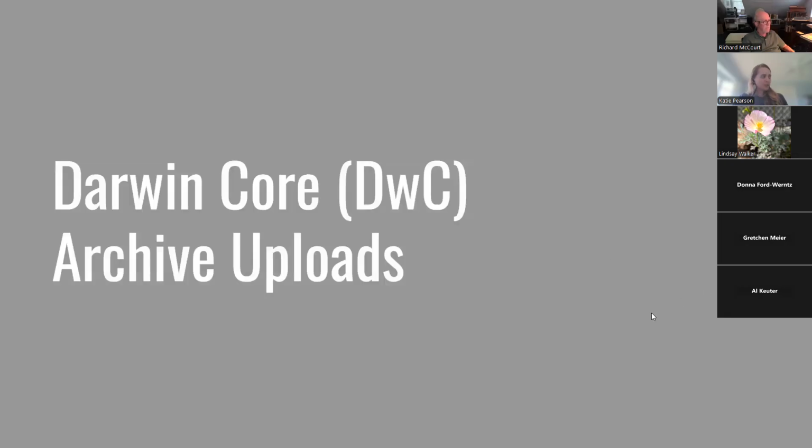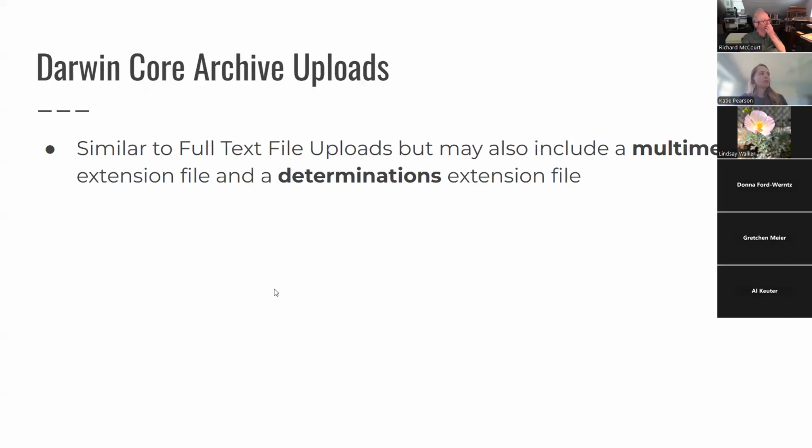Okay, I'll also talk briefly about Darwin Core Archive uploads. You'll see DWC, that stands for Darwin Core. They're very similar to full text file uploads, but they can also include some extensions. The two extensions that are supported by Darwin Core Archive uploaders right now are the multimedia extension and the determinations extension. This is generally used by snapshots, when you have a whole package of data that has occurrence data and multimedia and determinations, so previous identifications. Those can all be pulled in as a batch if they're already packaged as a Darwin Core Archive.